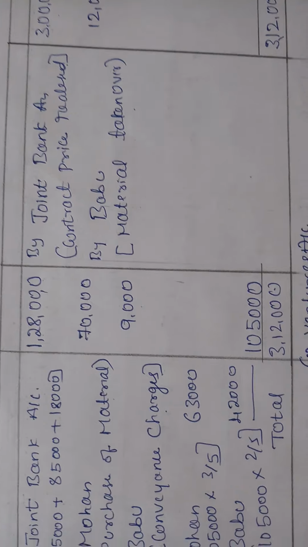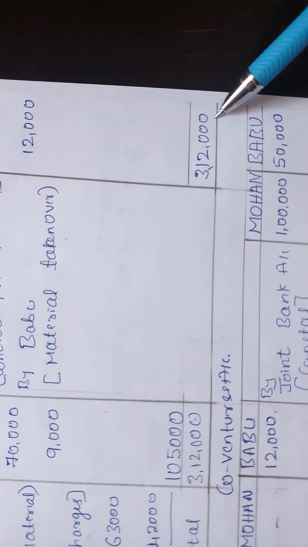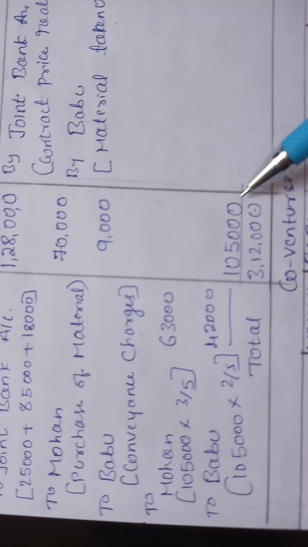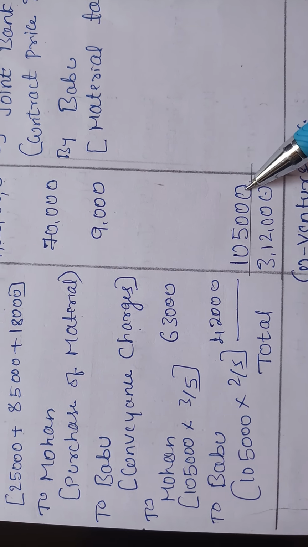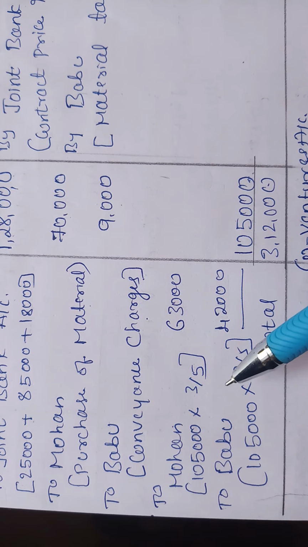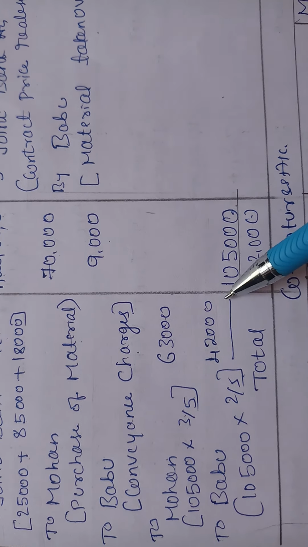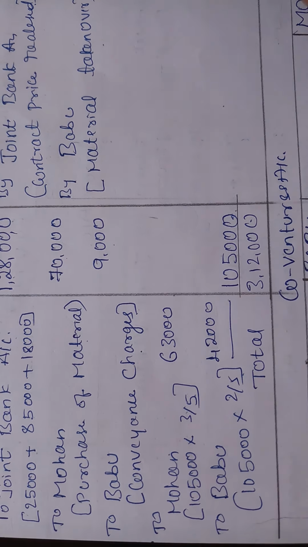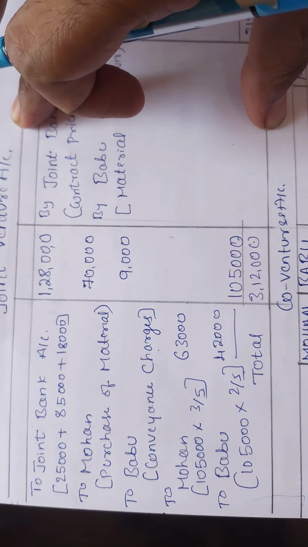So now here the credit side is more. You will be getting 3,12,000, and you will get the balancing figure 1,05,000. So this is called what? Profit on joint venture. This profit on joint venture should be distributed to the co-venturers according to their profit sharing ratio. So 3/5 and 2/5: 63,000 and 42,000. So we have to share. After sharing, after completing the joint venture, this is how we have to prepare the joint venture account.